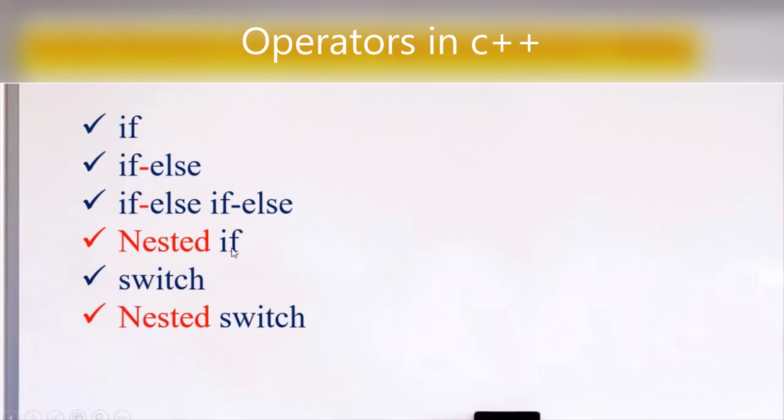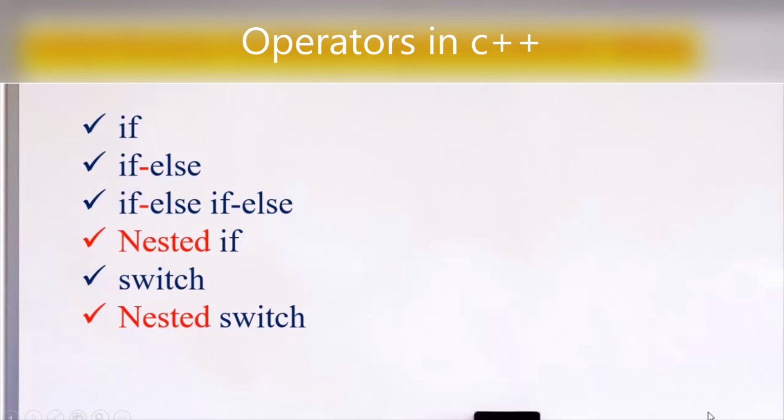So these are the types of conditional statements which we can use for making decisions: if, if else, else if, nested if, switch, nested switch. So we make different programs by these different control structures.